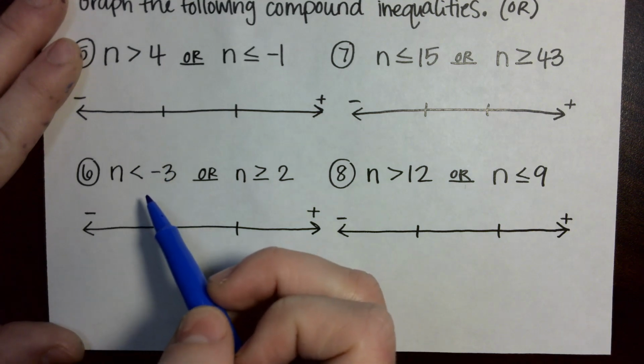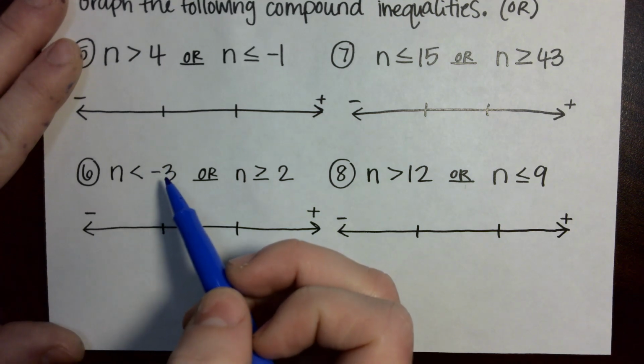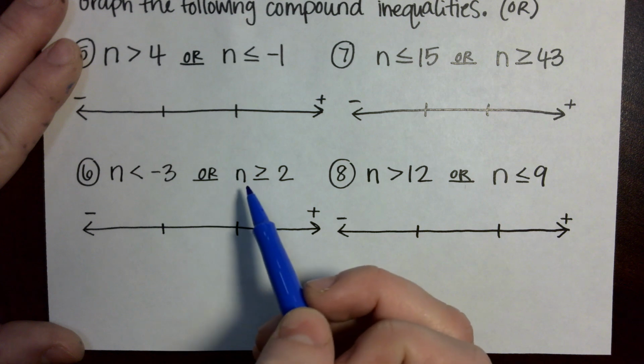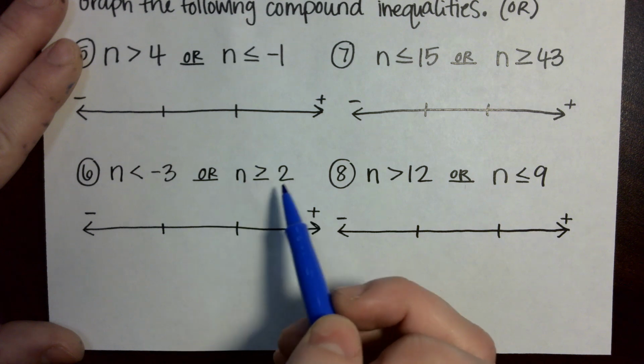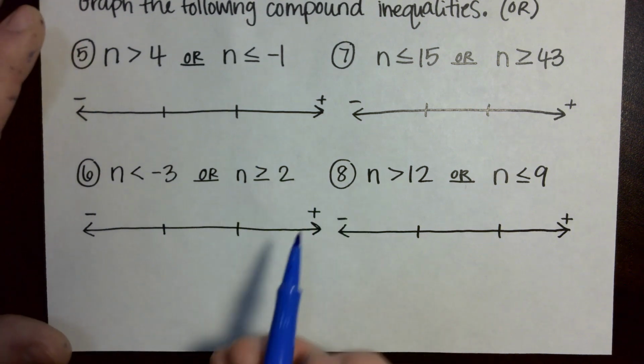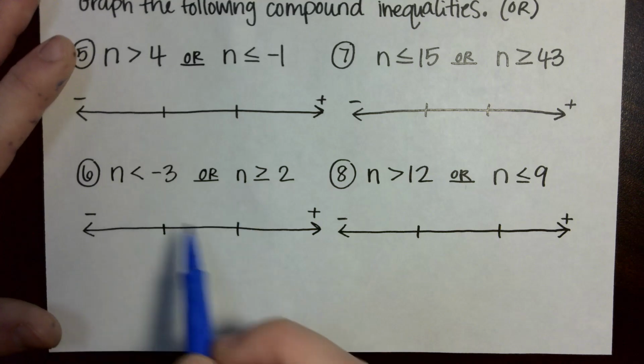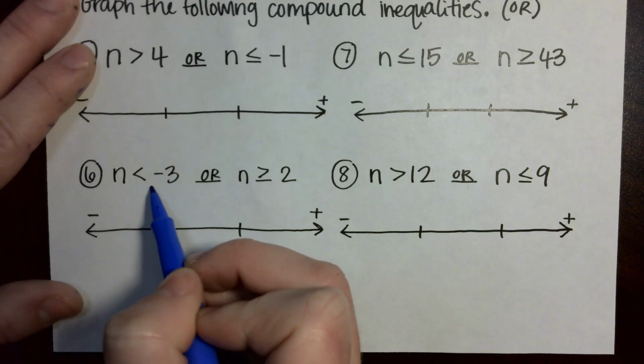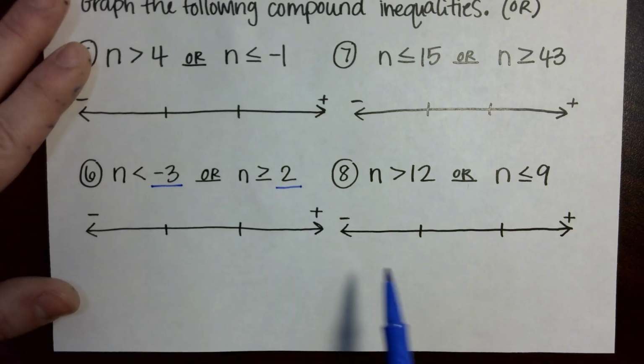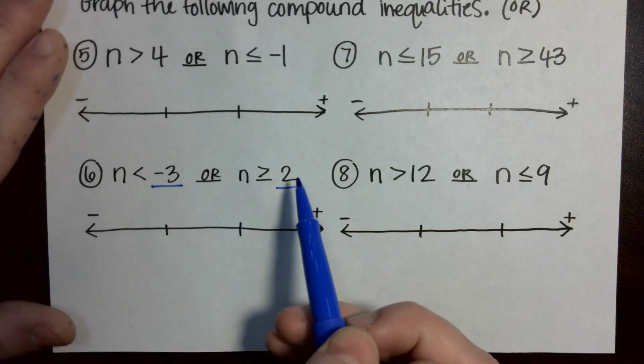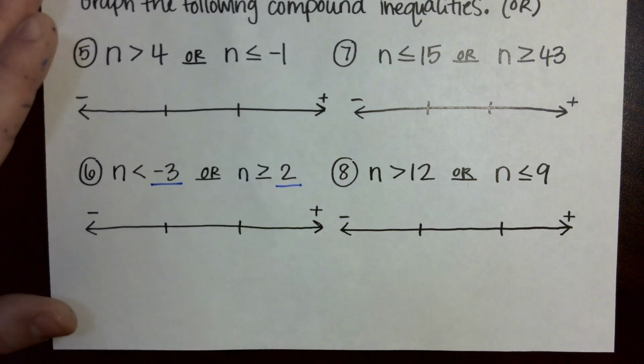N less than negative 3. Perfect. Or n greater than or equal to 2. Perfect. So we've got 2 inequalities to graph. That means we've got 2 numbers we're looking at. Negative 3 and positive 2.